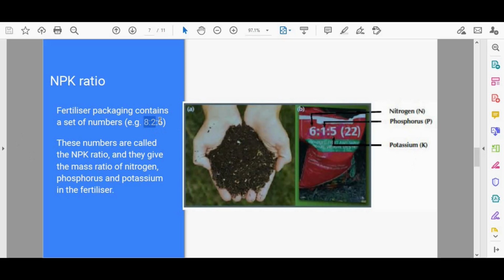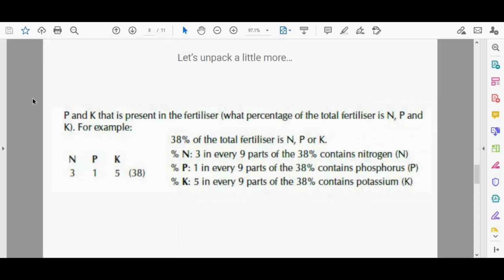Same if it was this number over here. 8 would be your nitrogen, 2 would be your phosphorus, and 6 would be your potassium. These numbers are called the NPK ratio, okay, because they give the mass ratio, very important, the mass ratio of nitrogen to phosphorus to potassium within the fertilizer. Very important there.